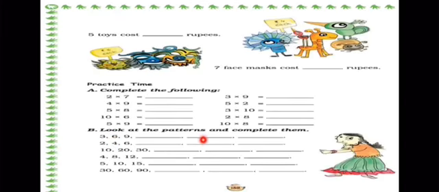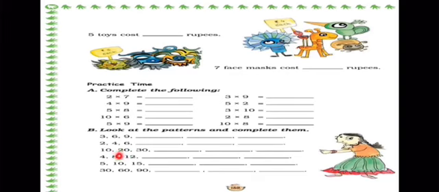Now, look at the patterns and complete them. Now over here you can see 3, 6, 9. Now what you can see over here, this is a table of 3 given. 3 1s are 3, 3 2s are 6, 3 3s are 9. So what number will come after 9? 3 4s are 12, 3 5s are 15, 3 6s are 18. Similarly over here, 2 1s are 2, 2 2s are 4, 2 3s are 6, 2 4s are 8, 2 5s are 10, 2 6s are 12.